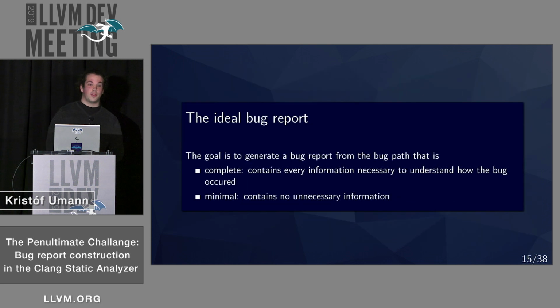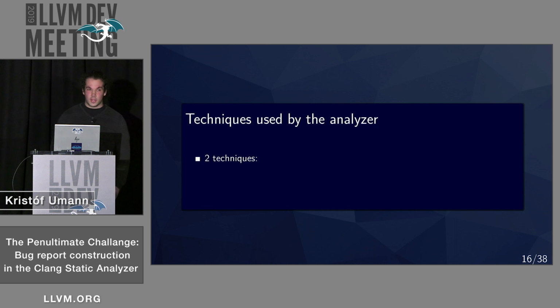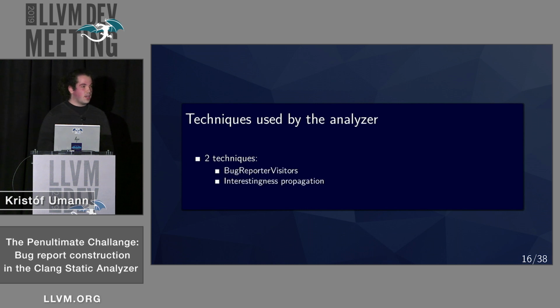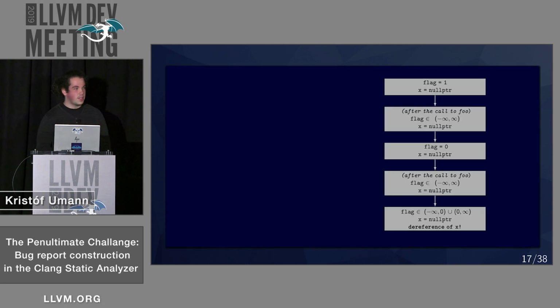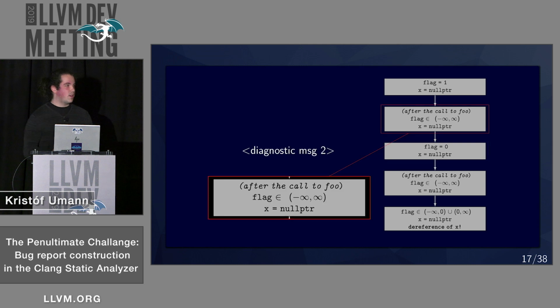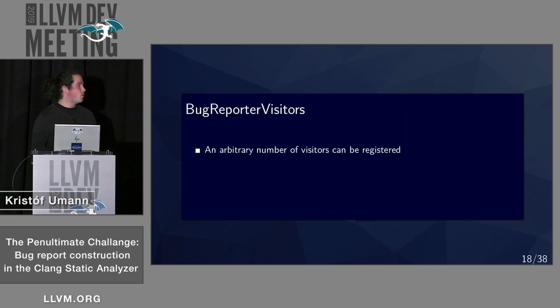So what are we shooting for here? What is an ideal bug report? Well, we would like to create a bug report that contains every piece of information that is relevant to the bug, but minimal in the sense that it doesn't contain much else. In order to achieve this, we have two techniques. We are using the bug reporter visitor infrastructure to achieve completeness, and we are using interestingness propagation to minimize the bug reports. It's worth noting here that the analyzer processes the backpath in reverse, so from the error node to the root of the exploded graph, visiting each node individually, and may or may not decide to create a diagnostic message for it.